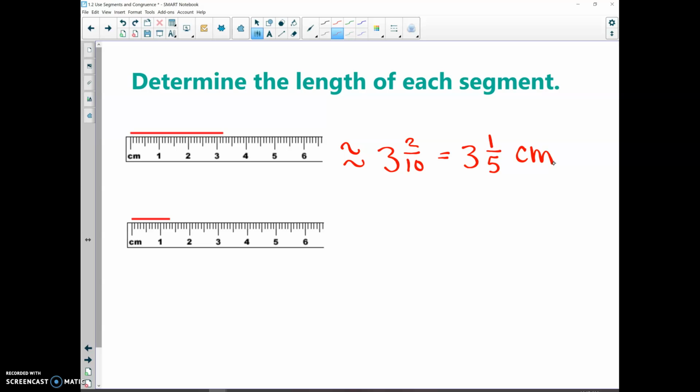Go ahead and take a minute of determining the length of this segment on the bottom right here. This one looks like it is going about 3 tick marks past the whole number 1. So this would be 1 3/10. Simplify that fraction. So your final answer is 1 3/10 centimeters.